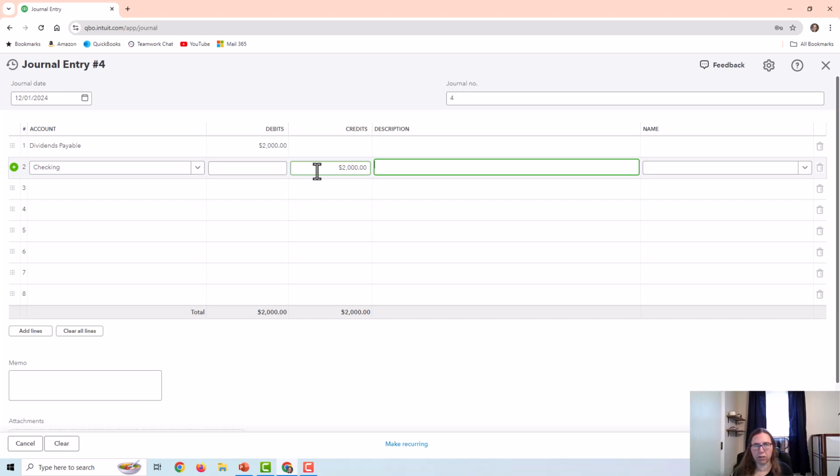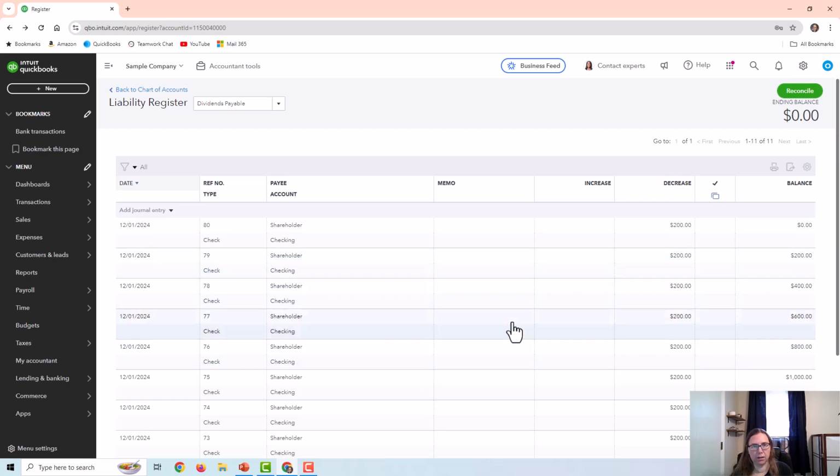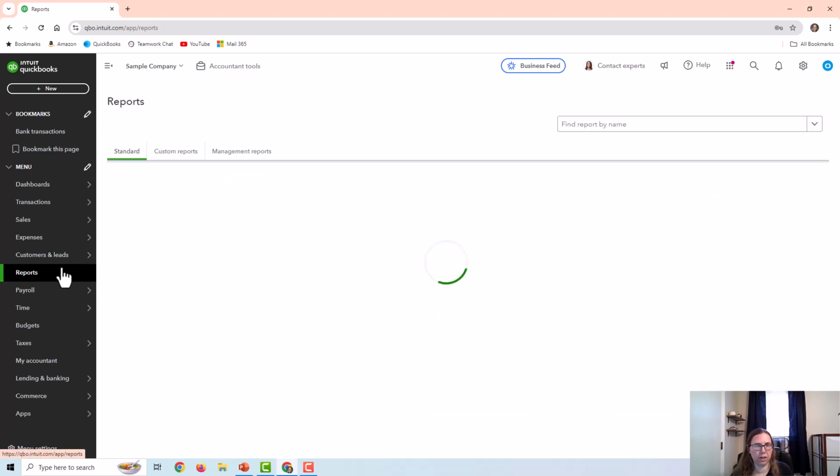So if you're a sole shareholder for your own corporation and you just paid out $2,000 in dividends to yourself, then this entry or one check would be fine. But if you're paying for multiple people, then you would do something more like what I did here with a check going to each individual shareholder. And then let's go ahead and look at the report so we can see what that looks like.